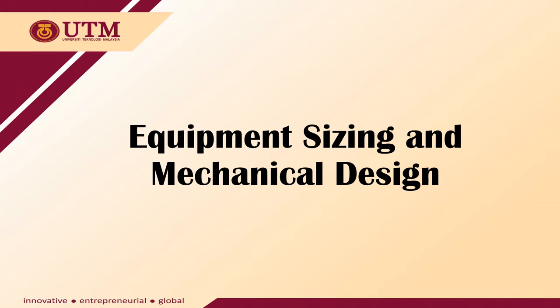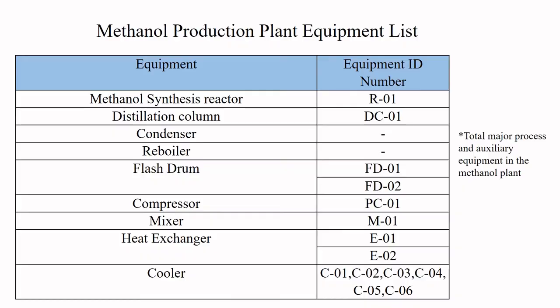So the next one is equipment sizing and mechanical design. So this is the methanol production plant equipment list. Total major process and auxiliary equipment in the methanol plant. The equipment and the equipment ID number are listed.